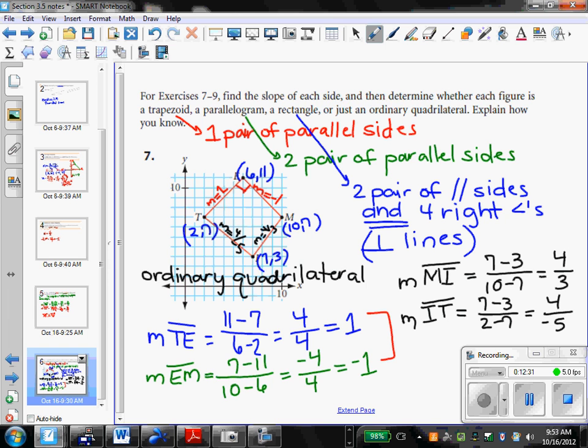Okay, so you can see there's a lot of work that goes into one problem, trying to figure out what kind of quadrilateral it is.